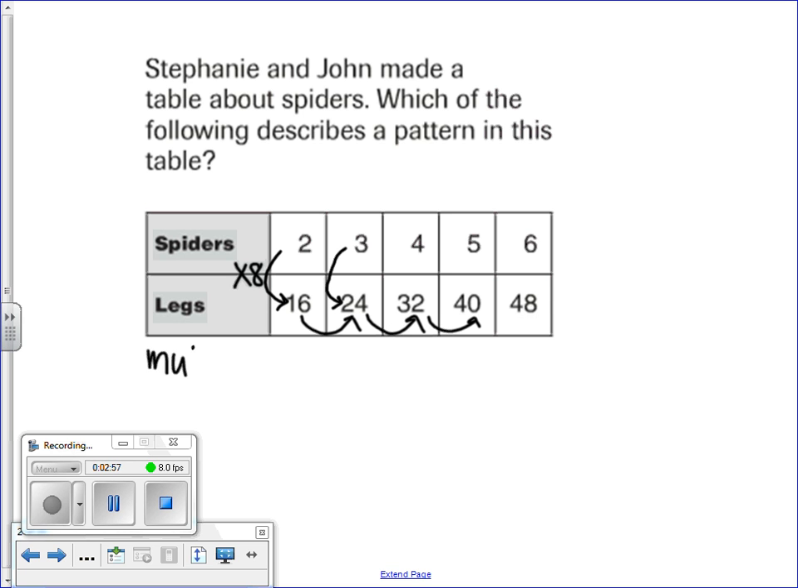Multiply spiders times 8. What's another way to describe this pattern? Now let's look this way. Kyle? No. Gianna? Okay, counting by 8s, but you're not starting at 8.